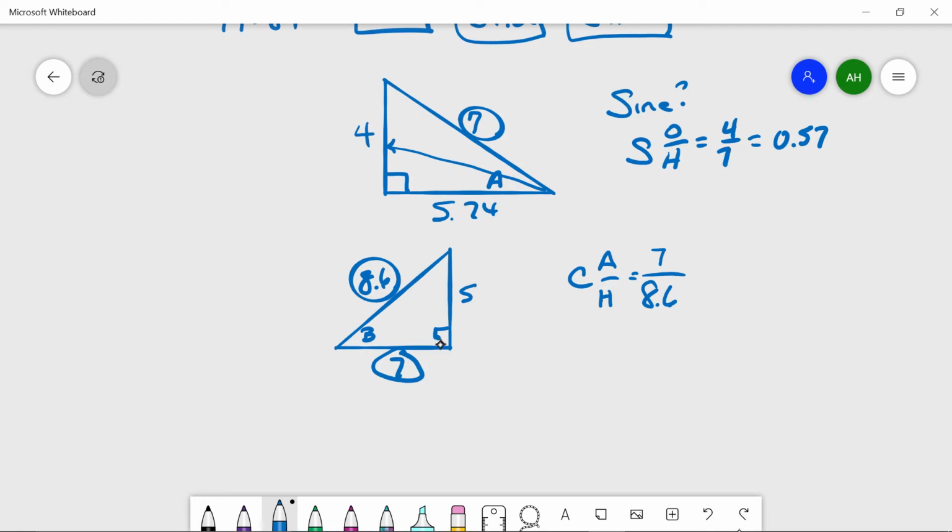Remember with this, the hypotenuse is the one that's across from your 90-degree angle. The opposite is the one that's across from the angle that you're considering, and the adjacent is the one that's left over. And the adjacent is going to be one of the two lines that actually make up the angle you're talking about. So with this right here, do this calculation, you get 0.81.